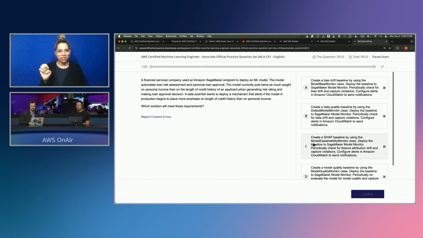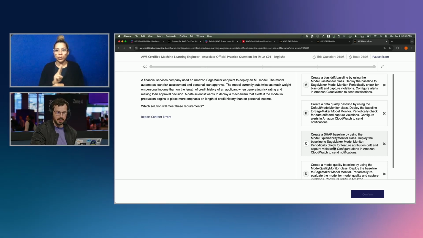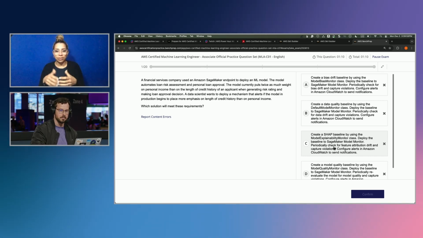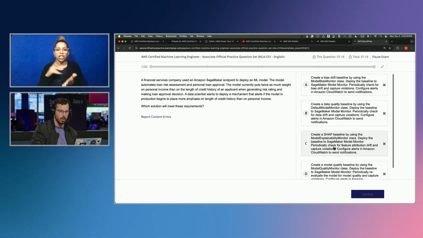We have these four different options here, and this is the same type of question where it's just multiple choice. Yes, that's right. So there are four offered answers. Option A: create a bias drift baseline by using the model bias monitor class, and then deploy the baseline to SageMaker model monitor. Periodically check for bias drift and capture violations. Configure alerts in Amazon CloudWatch to send notifications.